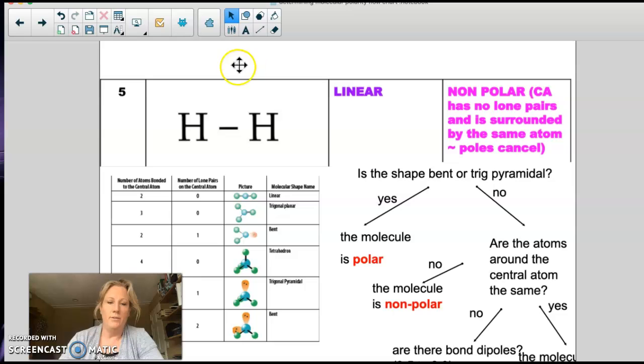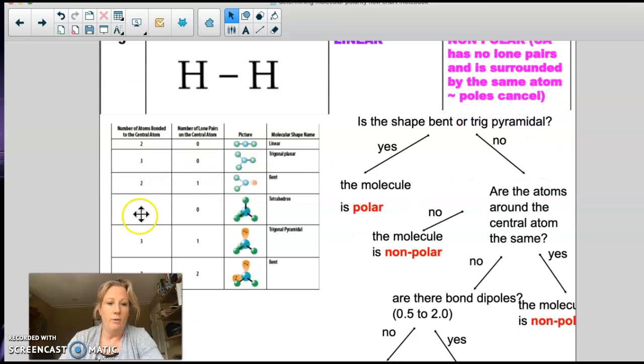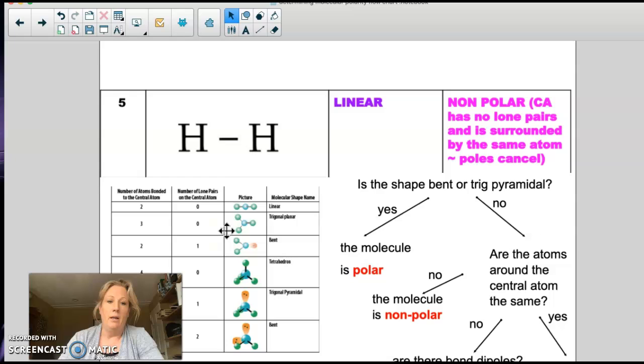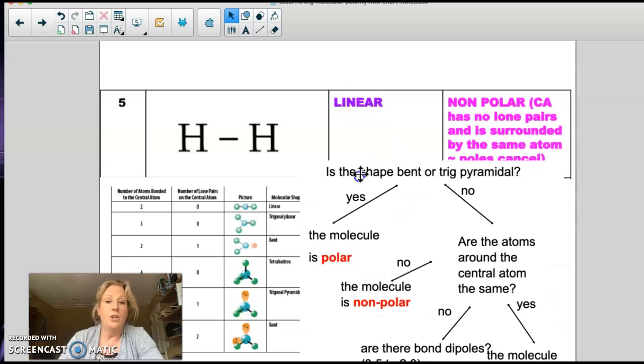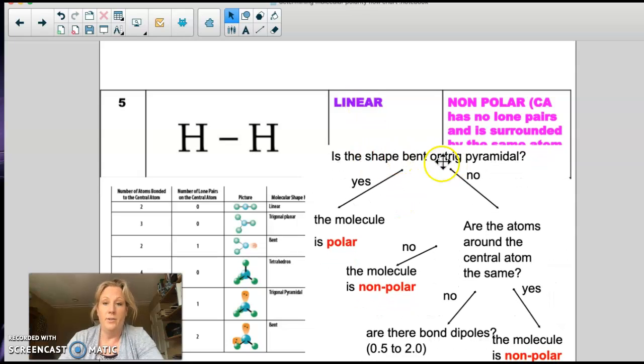Okay, so now let's talk about this molecule. This one, you just have one bond and really don't have a central atom. In fact, it doesn't even really fit one of these on our shape. But if you just have two things together, they're always going to just be a linear shape. So I can use this chart again, and I can say, is it bent or trig pyramidal? No. Are the central atoms around the same? You know, this kind of questioning doesn't totally work because it's only the two and there is no central atom.